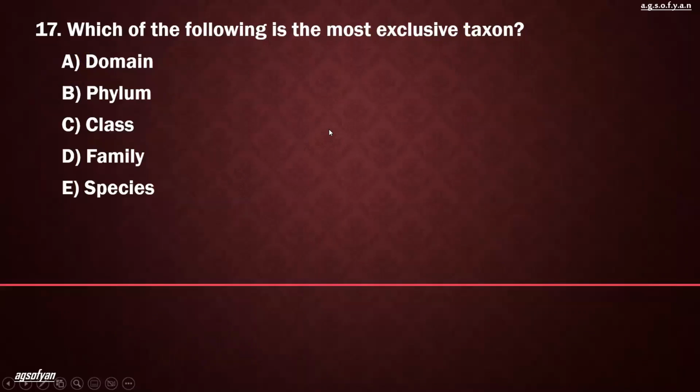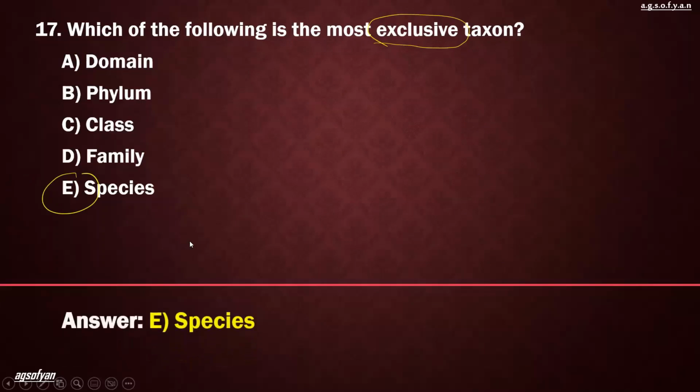Which of the following is the most exclusive? Exclusive means only for themselves. Species. Yes, the most exclusive one will be the species, very exclusive, only one type of organism.